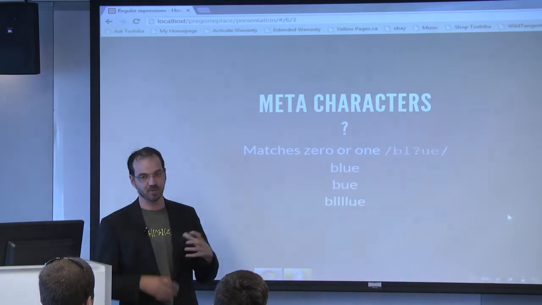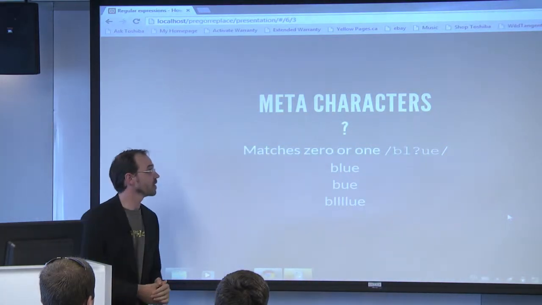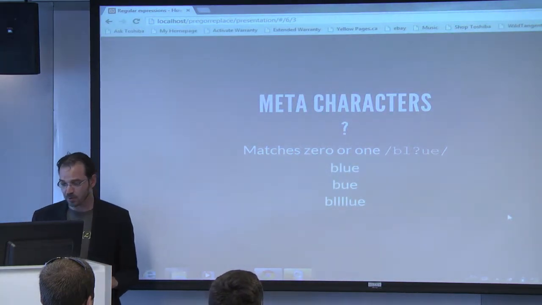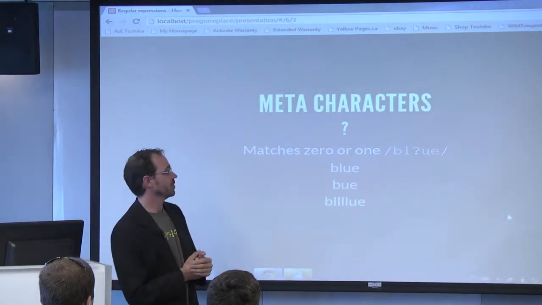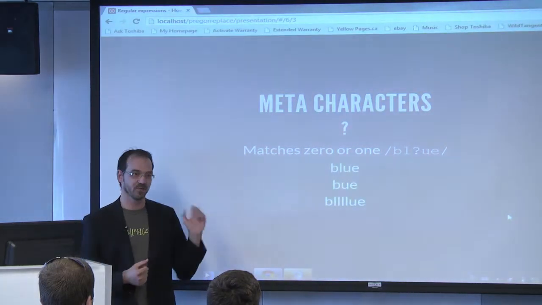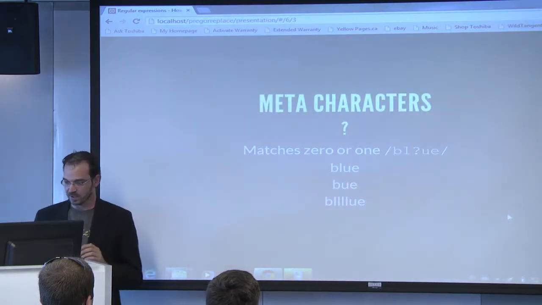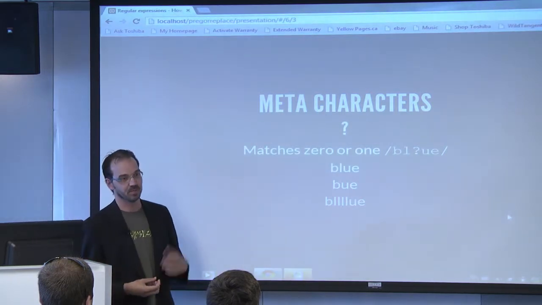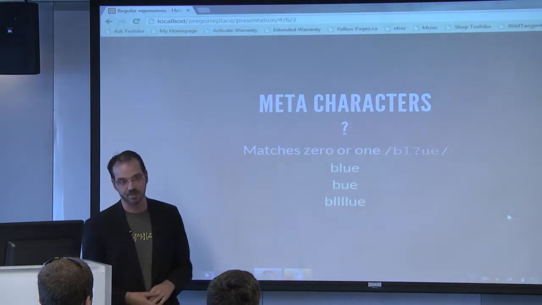Like I said, the first part is a little bit boring. There's a lot of examples, but we're going somewhere with that. Next meta character, the question mark. Question mark is often used to match zero or one of that character. So if you have an optional character that you want somewhere, this is the way to use it. So BL?UE means B followed by zero or one instance of L and then UE.